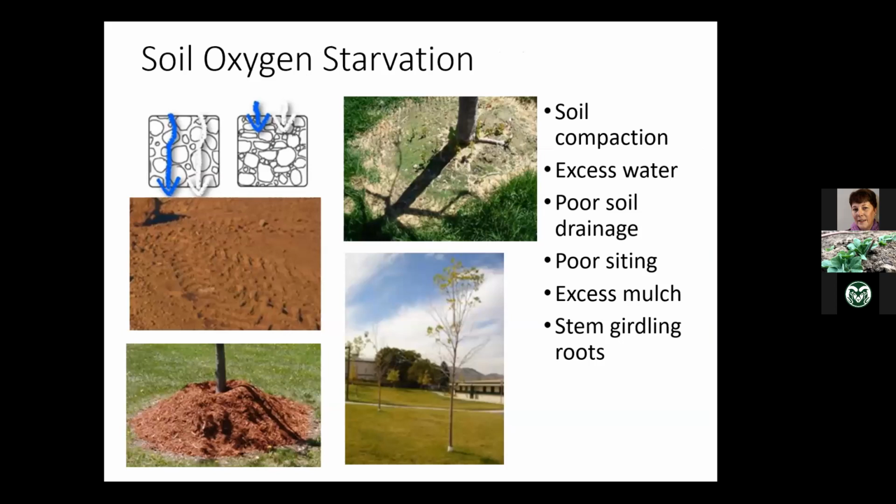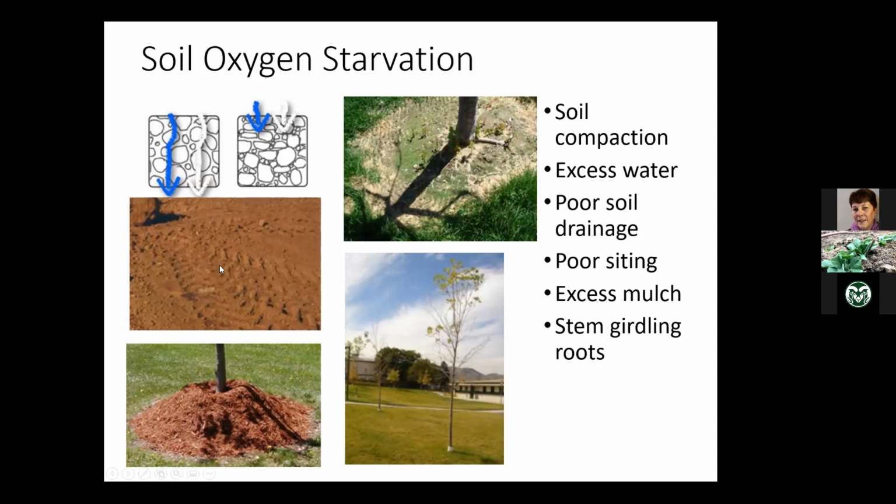We want to make sure that they're going to survive. Soil oxygen starvation, again: too much water, poor soil drainage, not putting the right plant in the right place, too much mulch can be a problem, stem girdling roots or girdling roots, soil compaction. If you see in this upper right picture moss or algae growing on the soil surface, I'm going to guess that's a little too much water, because that means that the algae has a place to grow, and so does the moss.